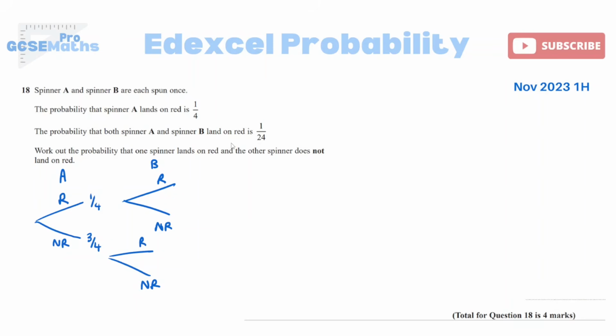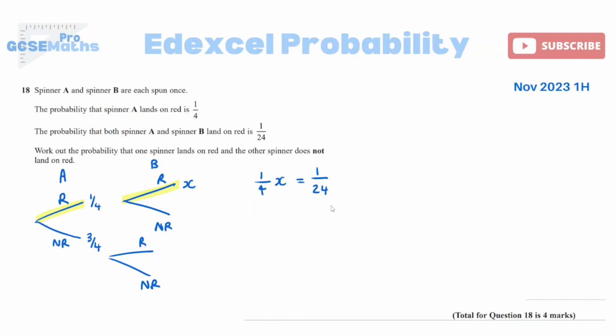What we do have is this second sentence here. The probability that both A and B land on red is 1/24. So let me highlight that. Red for A, red for B, I'm just going to put in X as the probability of red for B, is equal to 1/24. So you would multiply between branches. So that's 1/4 multiplied by X. Do you see how that equals the 1/24? And from here I could then just work out what X is.